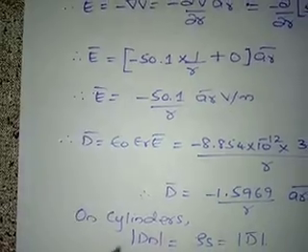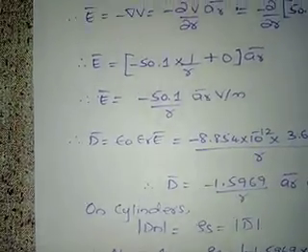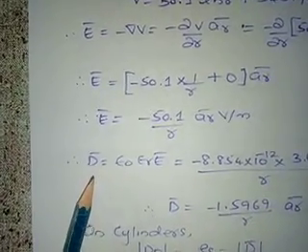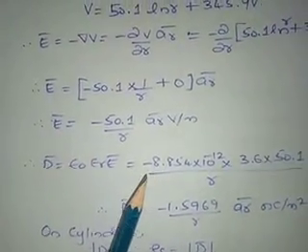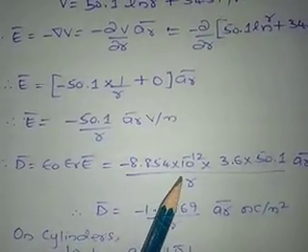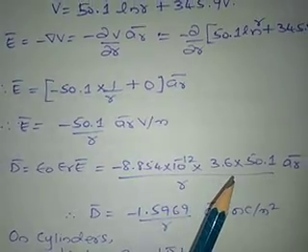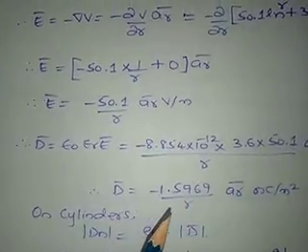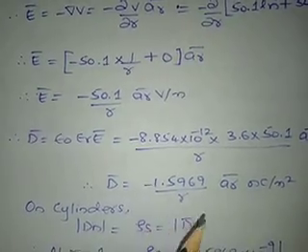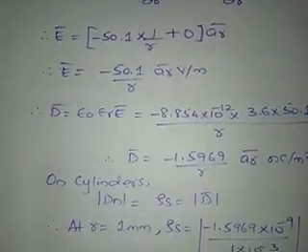So D is epsilon E. Right, this is our third step. So D is equal to epsilon naught into epsilon R into E bar. Substitute E bar here. So epsilon naught is 8.854 into 10 raised to minus 12 into epsilon R is 3.6 into 50.1 divided by r. So D bar is equal to minus 1.5969 divided by r AR bar nanocoulomb per meter square.